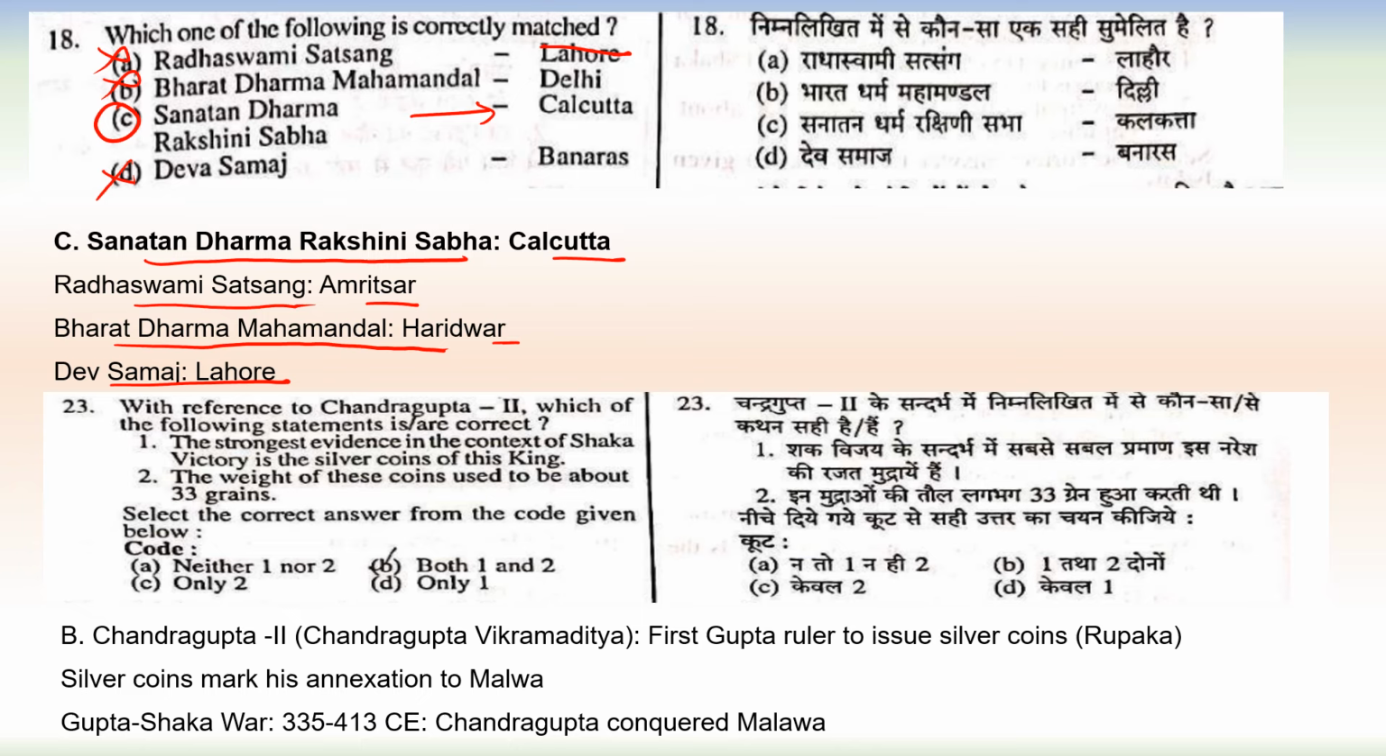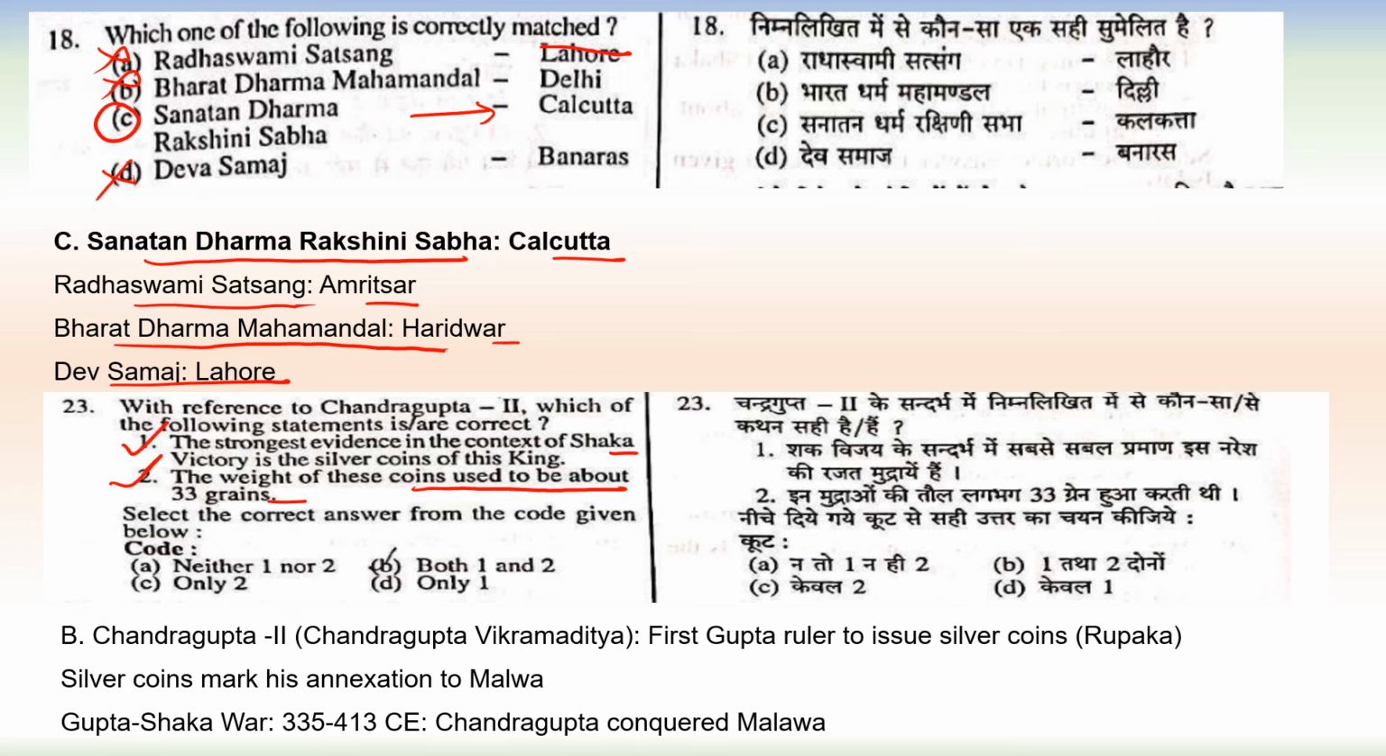Next one, with reference to Chandragupta II, which of the following statements are correct? First statement: the strongest evidence in the context of the Shaka victory is the silver coins of this king. Second statement: the weight of these coins used to be about 33 grains. Okay, so here both are correct.